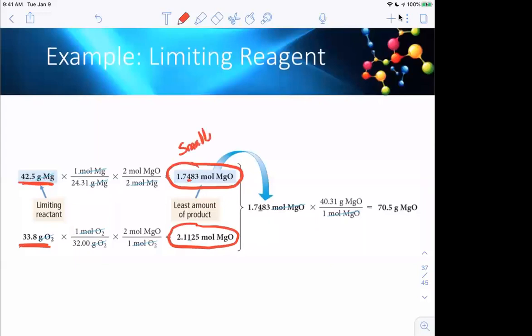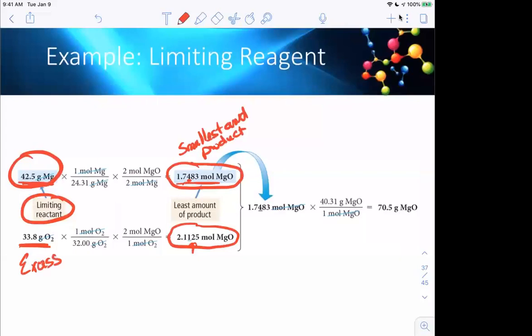This is the smallest amount of product, which means this is the limiting reactant. Once I make 1.74 moles of magnesium oxide, I'm done. I have enough oxygen to make more, but I don't have enough magnesium to make more. This is the excess reagent. So this is the amount I can actually make, which means this is my theoretical yield in grams of the magnesium oxide.